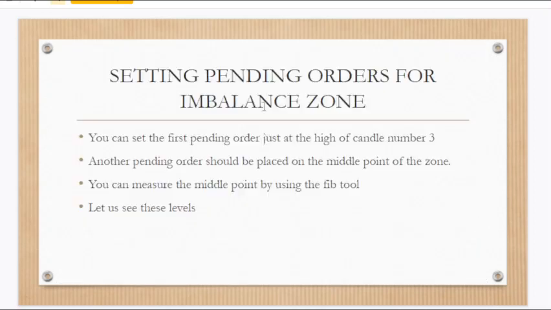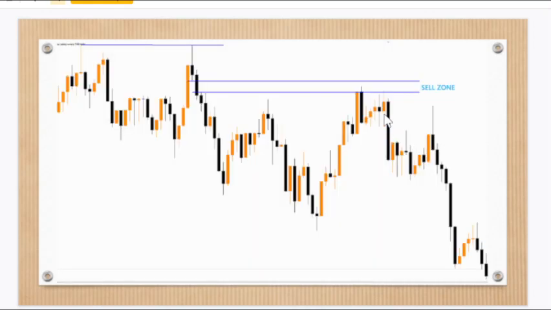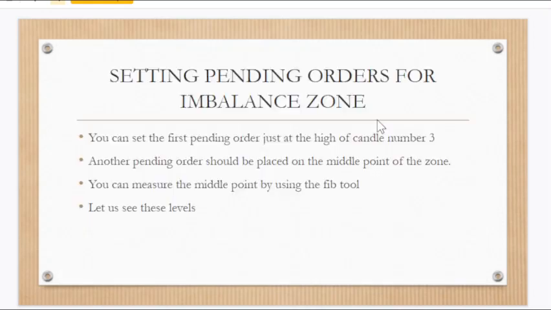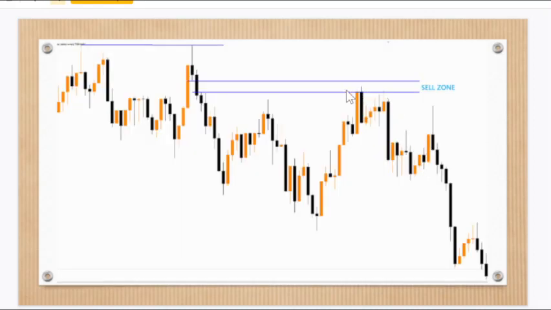Setting pending orders for imbalance zones. You can set the first pending order just at the high of the candle number 3, like I was explaining. You can set your pending order from here. Another pending order should be placed on the middle of the zone, as I've explained.